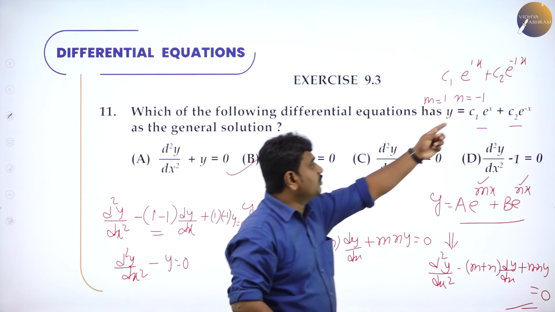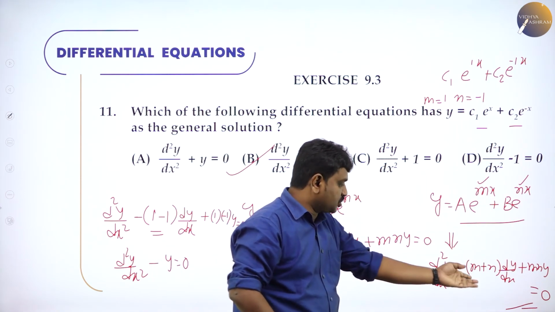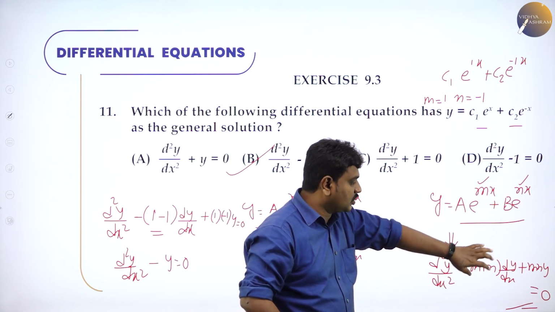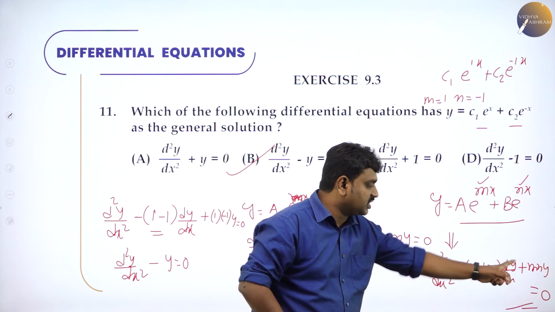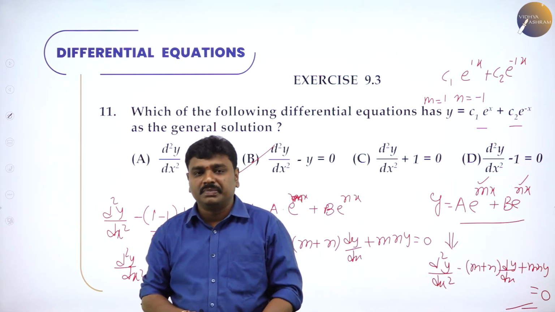In this problem, m is 1, n is minus 1. Substitute in this equation, minus 1 plus 1 becomes 0. So this term cancels. We'll have only these two and substitute. You'll get option B as the answer.